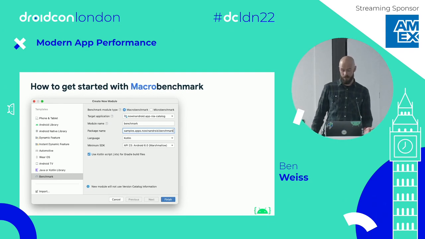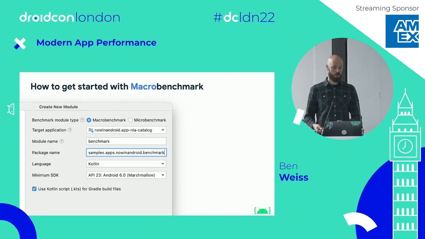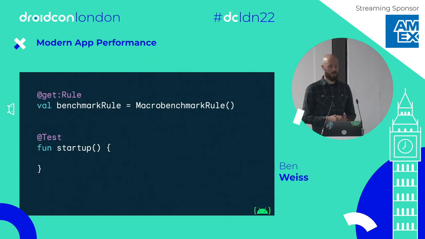There is a benchmark template that creates the whole thing for you. It creates the module, and you don't have to change a single line of your app's code to have a benchmark, to see that data. It's an entirely separate module, similar to instrumentation tests. So all you have to do is set that up with the Macrobenchmark library, and you're good to go, and that's it.